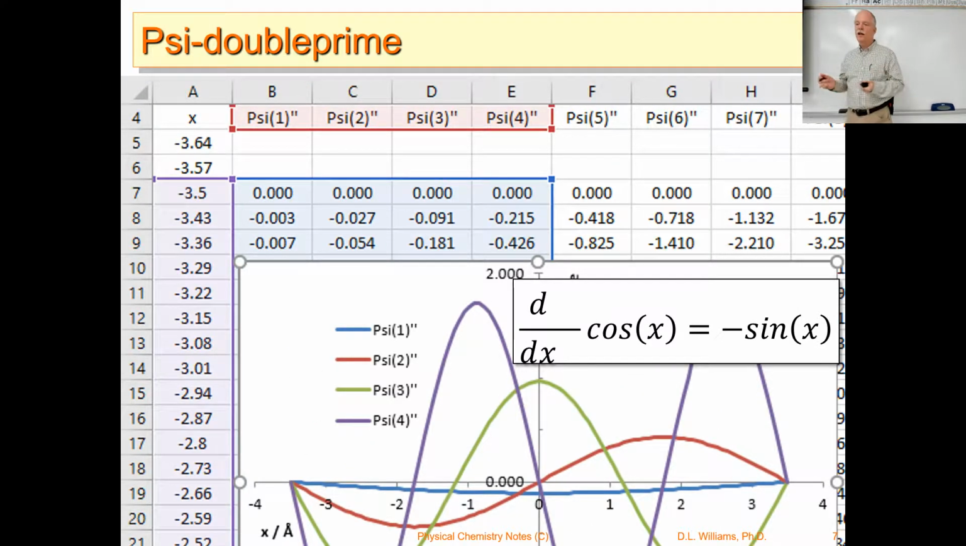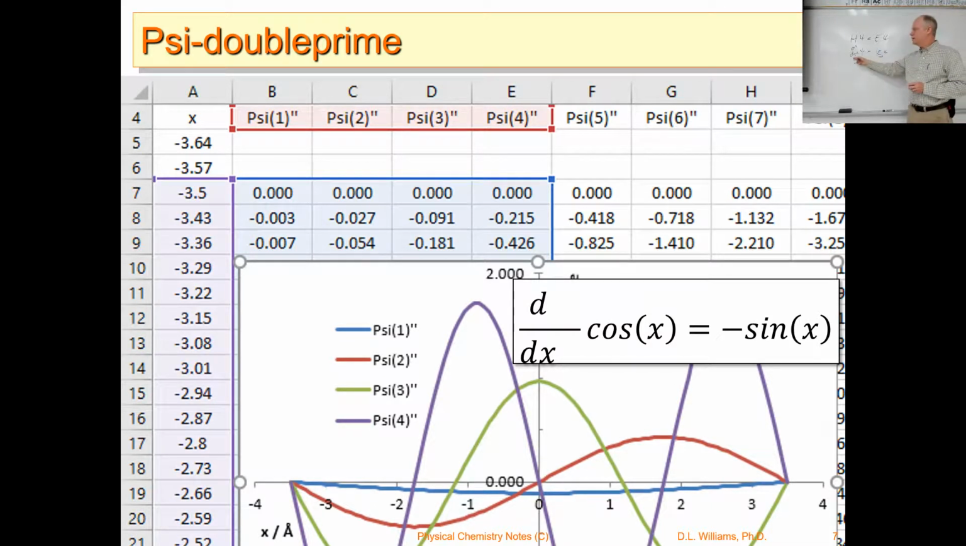Psi double prime, now we're back to sine, minus sine, so we see the n equals 1 state is now going down. See that? So we have the minus sign, and also we see that the amplitudes are growing. Remember, the Schrodinger equation has this eigenvalue, eigenfunction nature. We're going to take the second derivative of this wave function, and then we're going to get that wave function back times these constants, and that's where the energy is.